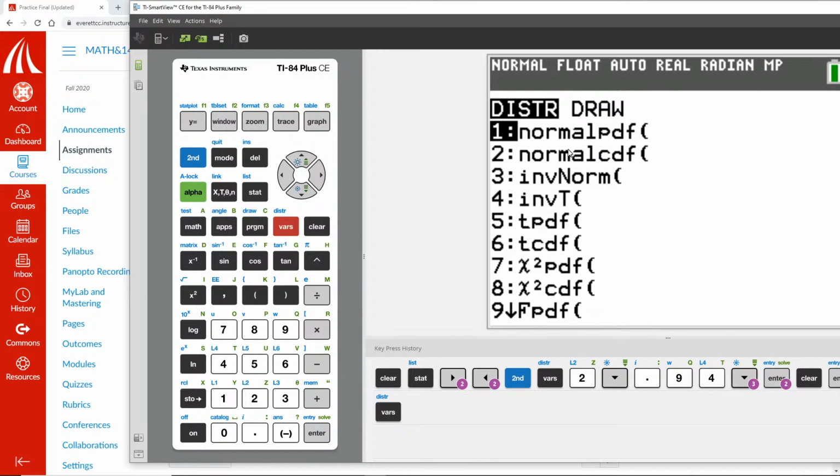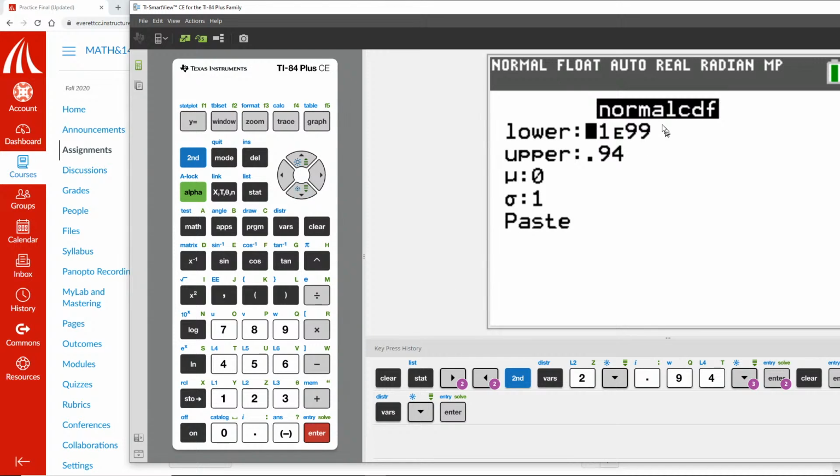We do not use the first choice. It's a trap. It's the probability density function that gives you the actual curve if we were to graph it, but we don't need that. Number 2 is the go-to one, normal CDF. And normal CDF will accept 4 parameters, 4 inputs. Once you select it, you will be prompted for the 4 inputs. It needs a lower bound, an upper bound, the mean, and the standard deviation. The mean and standard deviation are going to be 0 and 1 because we're talking about a standard normal distribution.